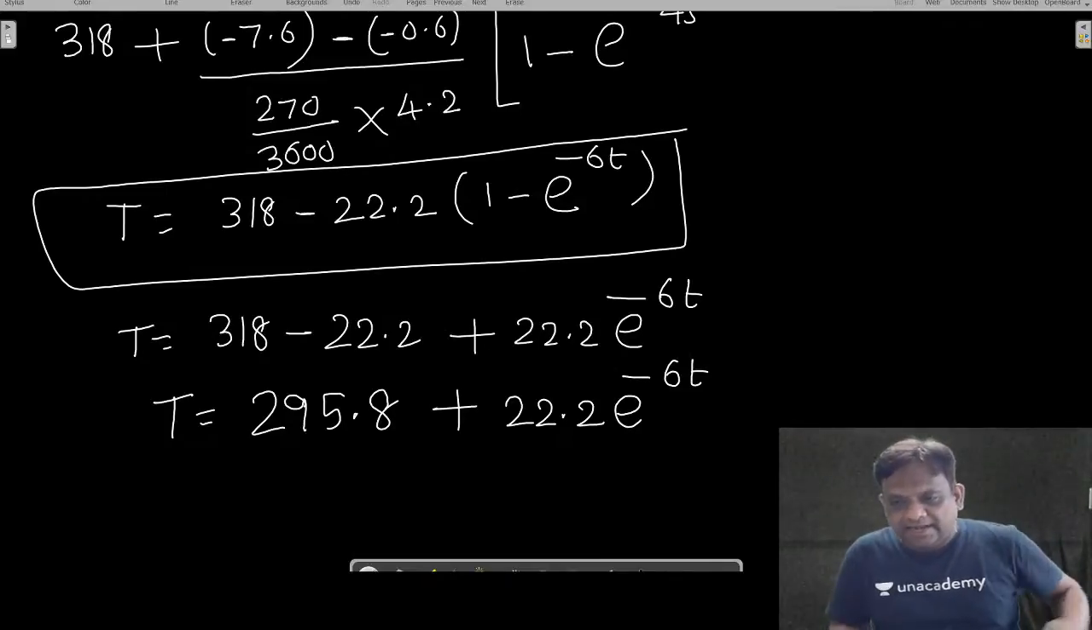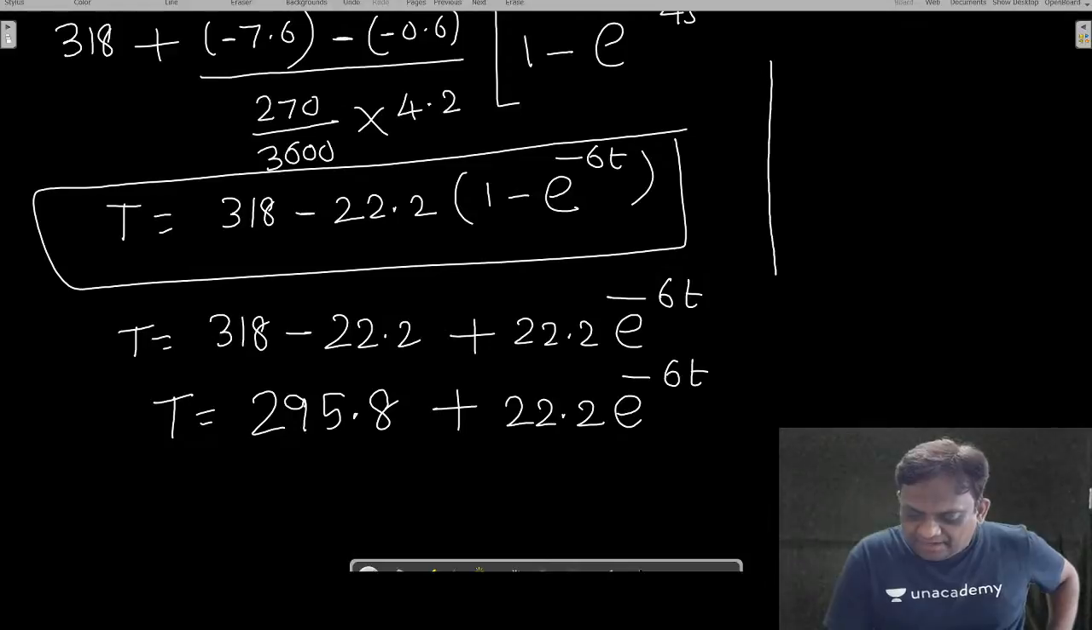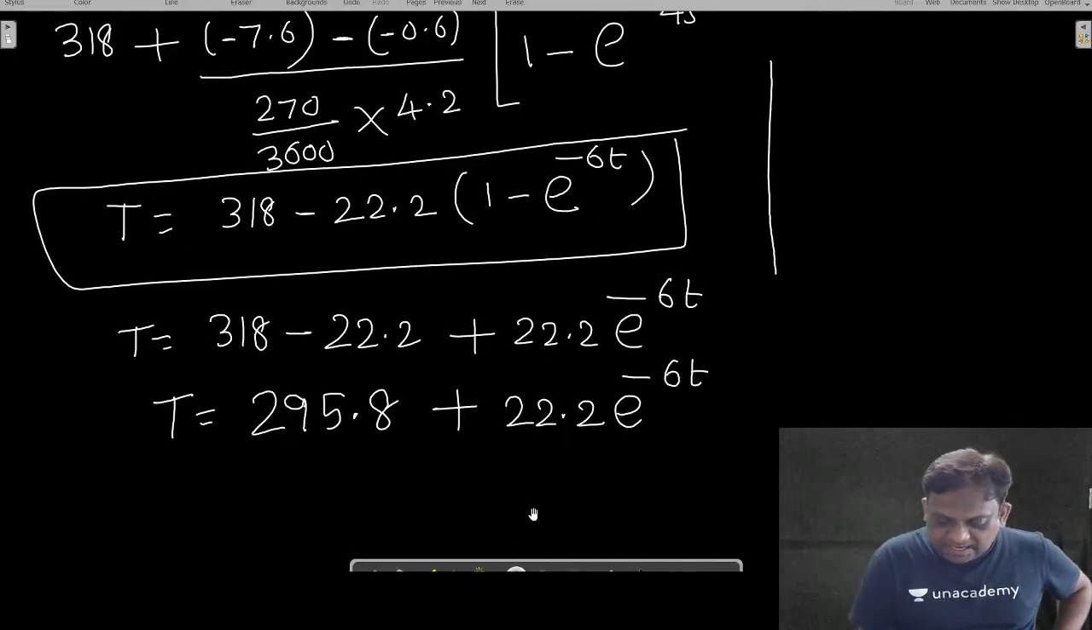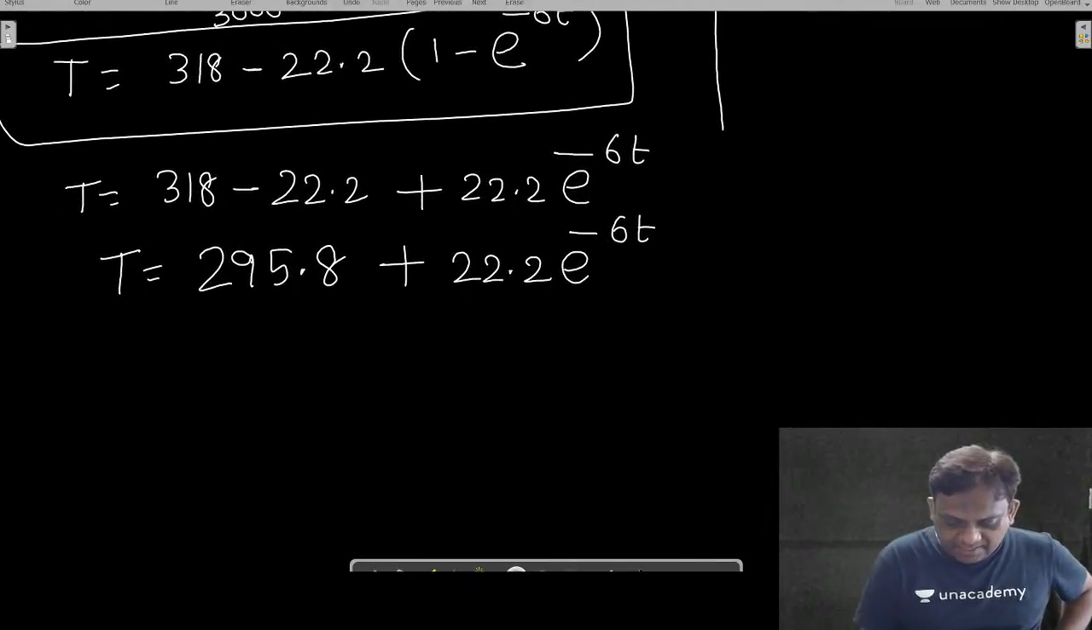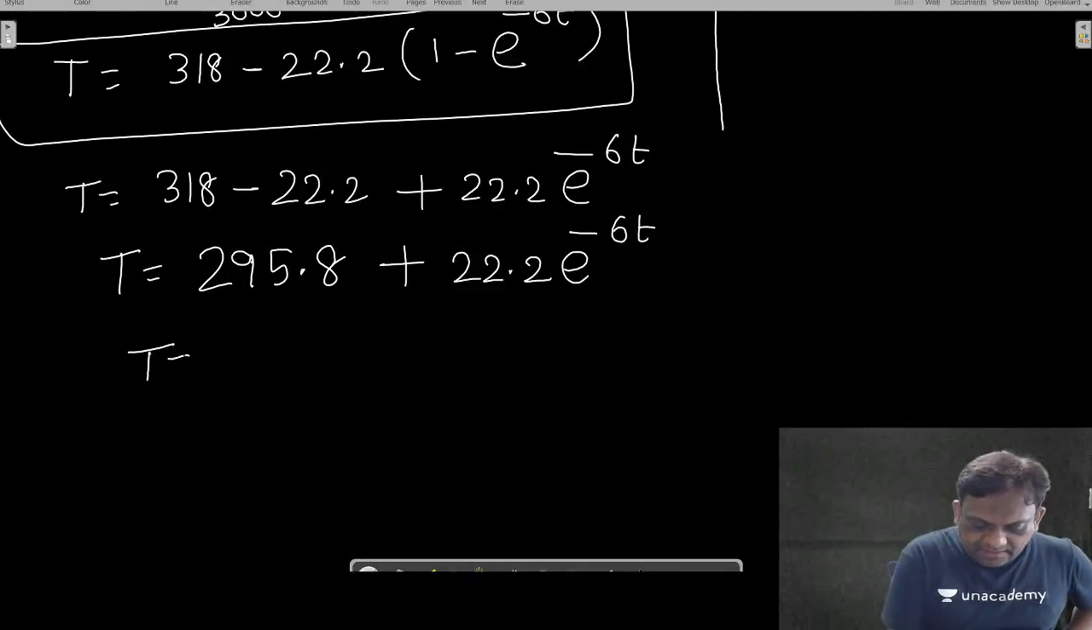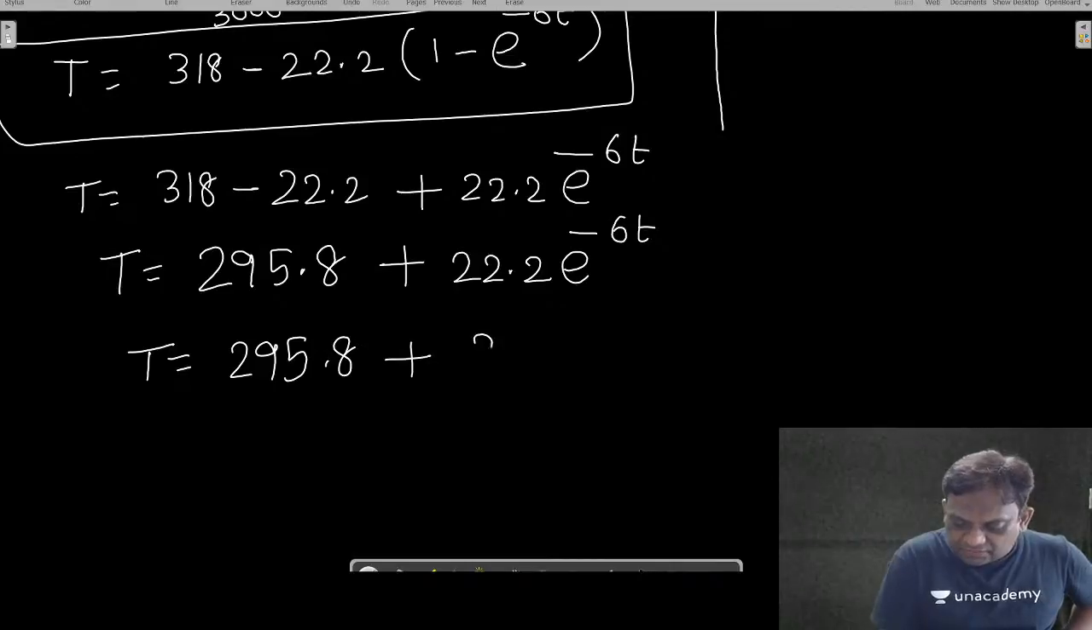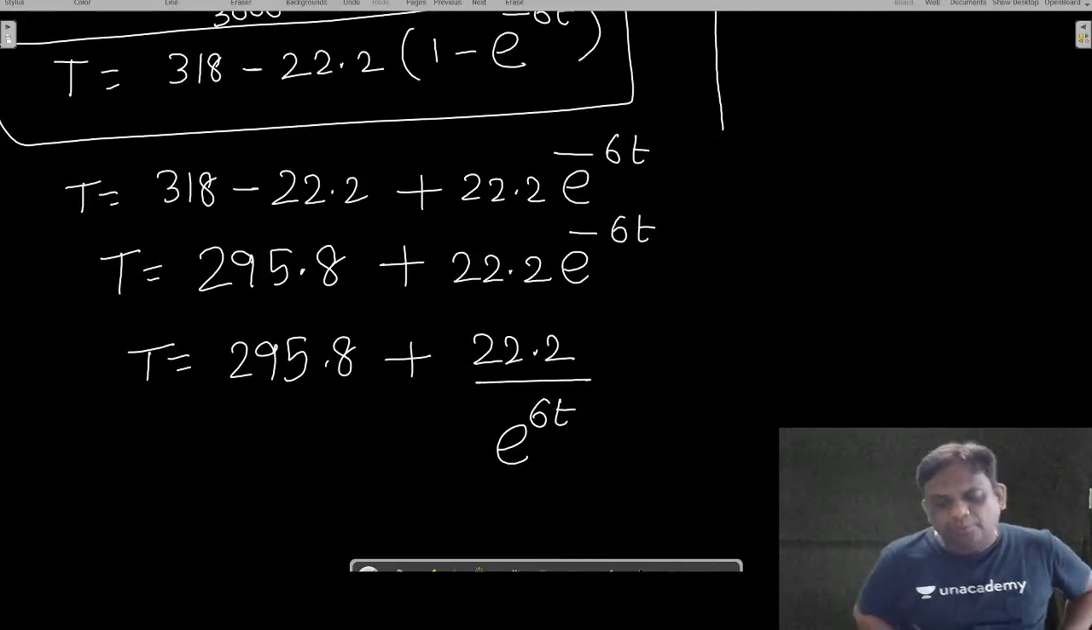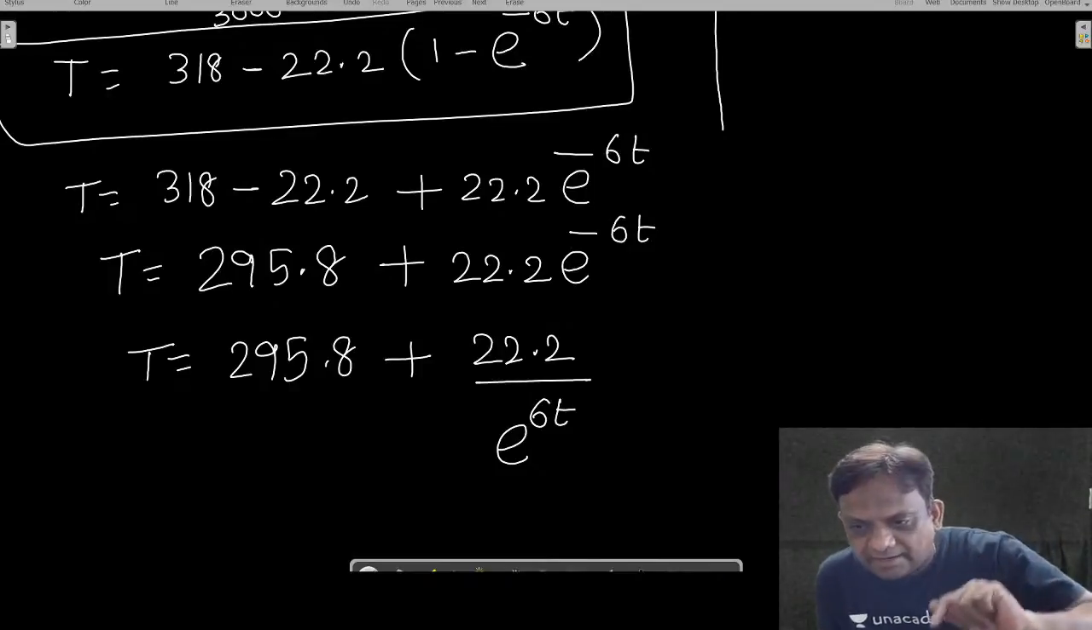Let me plot this graph. एक बार देखना. अब very simple. क्या हो रहा है sir? Let me plot this. You tell me, can I write this as 295.8 plus 22.2 by e power 60? Okay, no problem. All of you, are we clear?